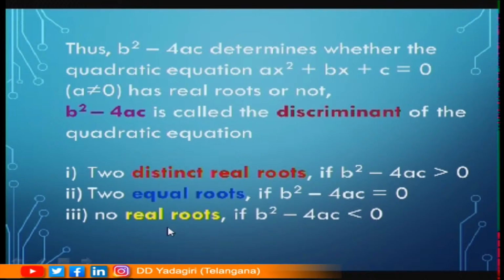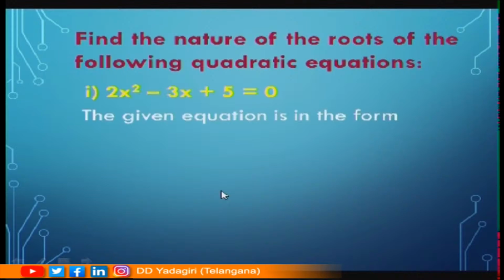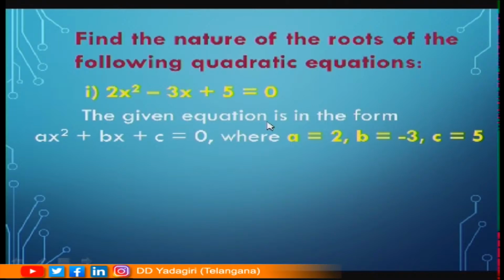Now, let us learn how to find the nature of the roots of the following quadratic equations. Look at the equation given there. 2x square minus 3x plus 5 is equal to 0. The given equation is in the form ax square plus bx plus c is equal to 0, where a is equal to 2, b is equal to minus 3 and c is equal to 5.